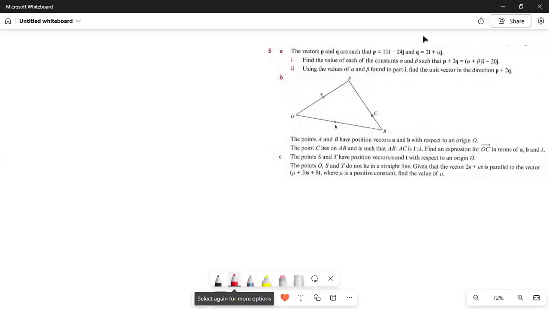We will be doing question number 5, chapter 13 from vectors. The vectors P and Q are such that P is this. So this question has several parts, so I'm doing part A right now.